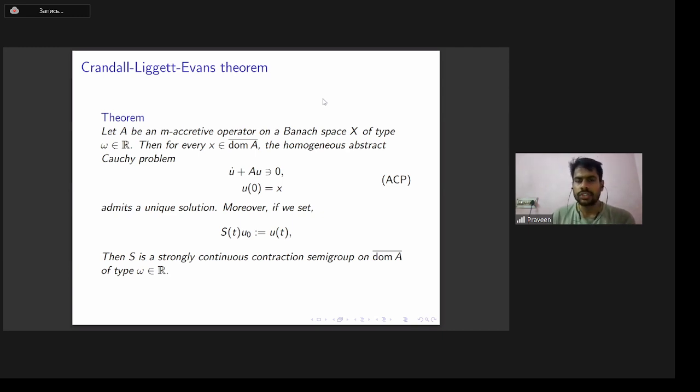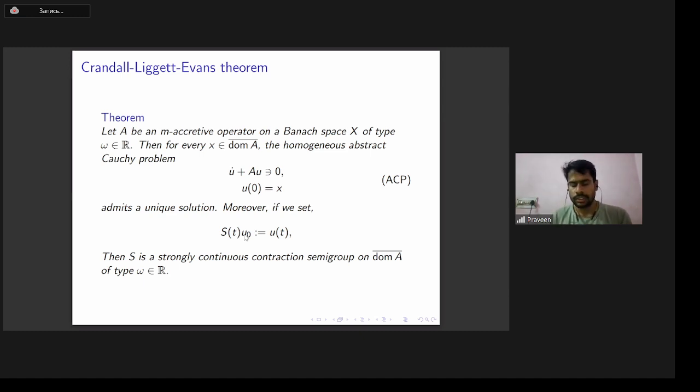If we set our solution u(t), and I'm sorry for the mistake, instead of this u(0) it's x. If we set the solution as S(t)x = u(t, x), then this S is a strongly continuous contraction semigroup on the domain of A closure, of type omega. This Crandall-Liggett-Evans theorem is, again I'm repeating, just a nonlinear version of the Lumer-Phillips theorem.